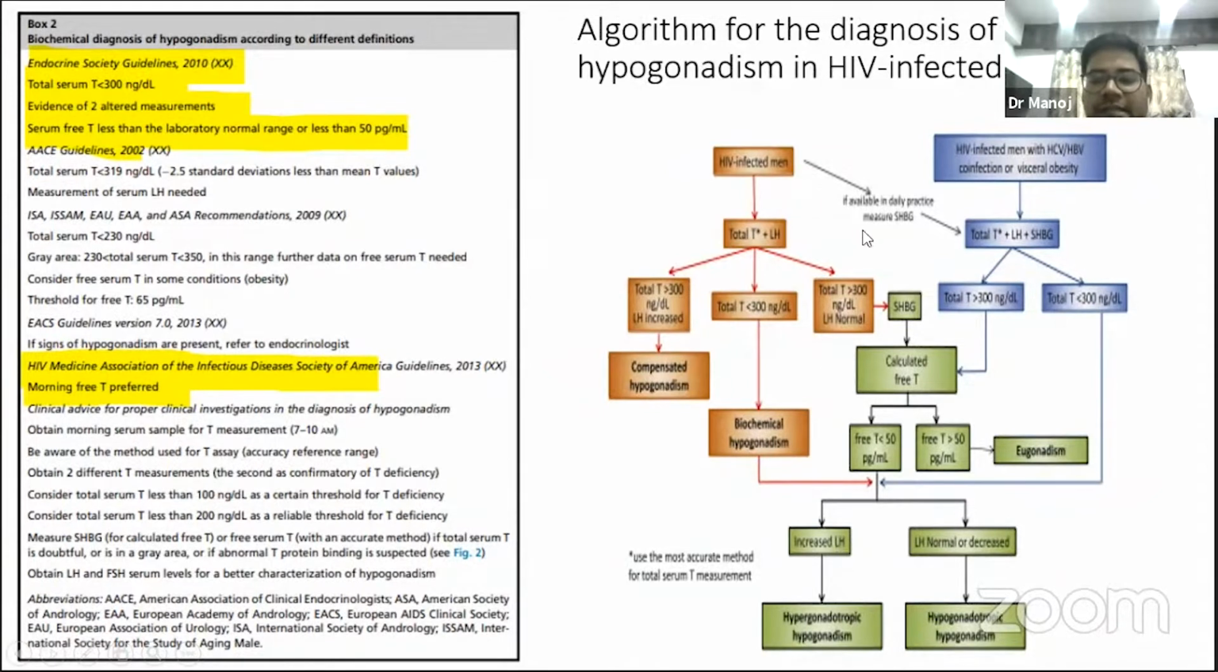In case we are suspecting altered SHBG level, we can measure the SHBG and free testosterone also. If the free testosterone is less than 50, we can go for LH, and if LH is increased, it is hypergonadotropic hypogonadism. In HIV infected individuals with HCV or HBV co-infection, because of altered SHBG, we have to measure SHBG simultaneously. And similarly, we can proceed and diagnose the hypogonadism.